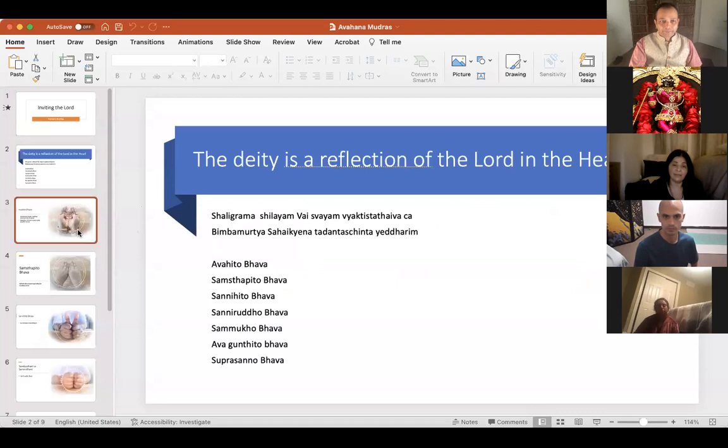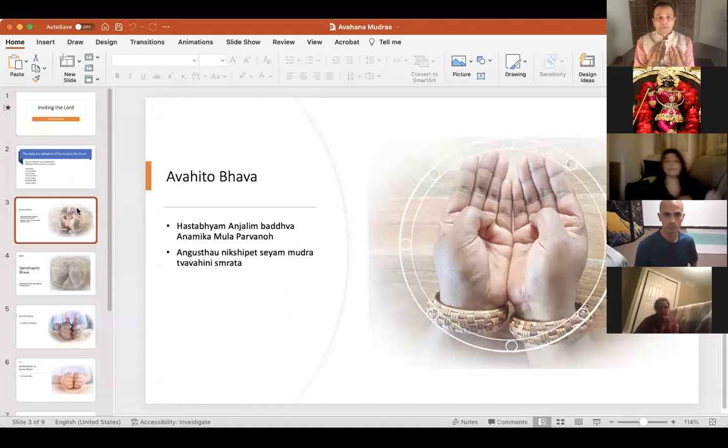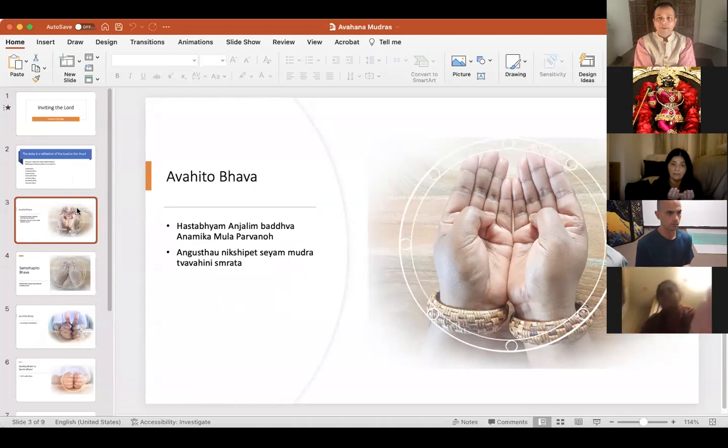So the next one, the first one, is called avahito bhava. If you see here, you hold the hands and touch the thumb to the base of the ring finger. Avahito bhava means please, you have to join your hands. When you're joining your hands, it's extreme humility. With humility, you are inviting the Lord. Avahita, please come. Whenever you are sitting in front of the Lord, you want to invite him. So this is called avahita.